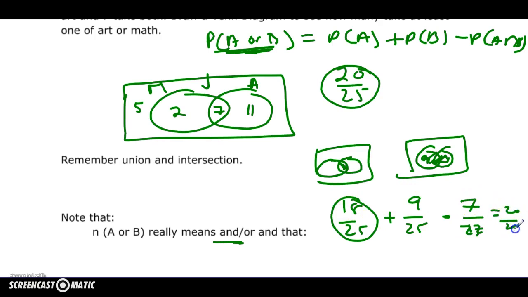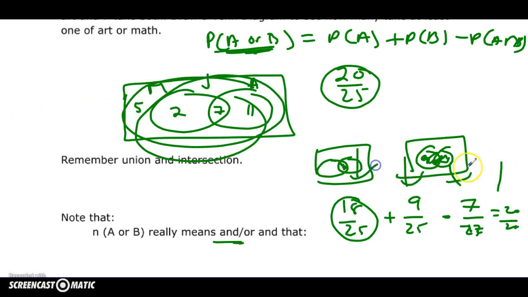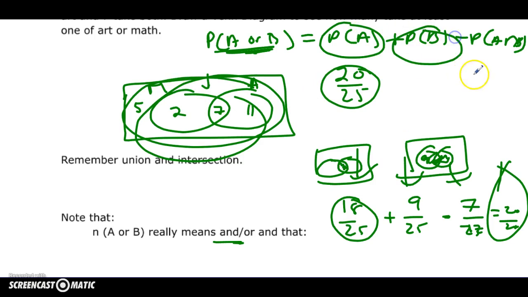Now, you don't need to do that if you have a Venn diagram or if you draw a Venn diagram, but if you're given these numbers separately, to get this number here, you'll do that. Okay, so you add the probability of one plus the probability of the other, subtract the probability of both. Okay, and that's it.